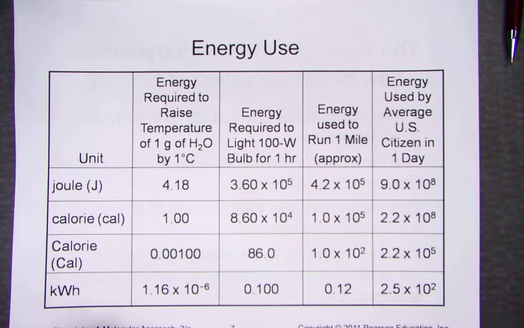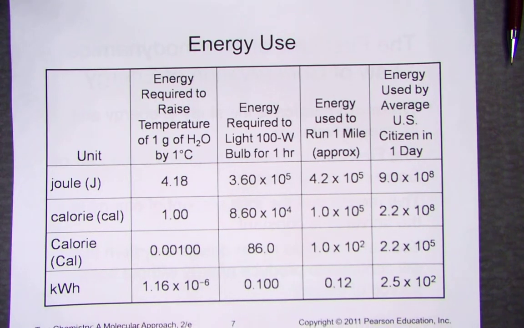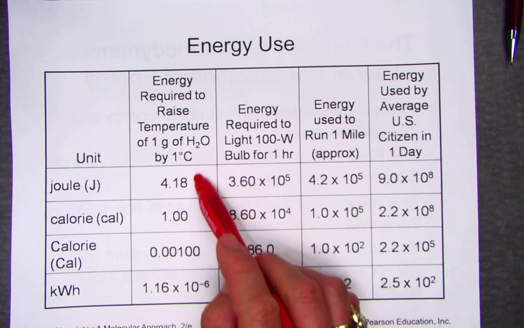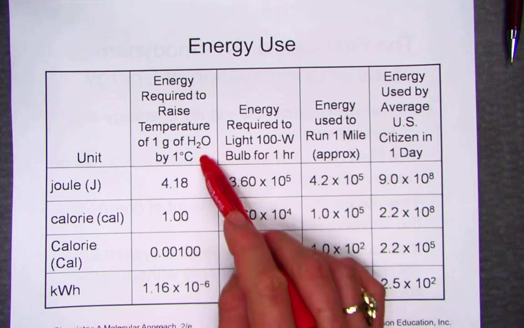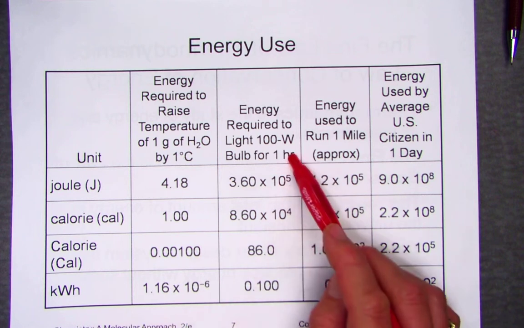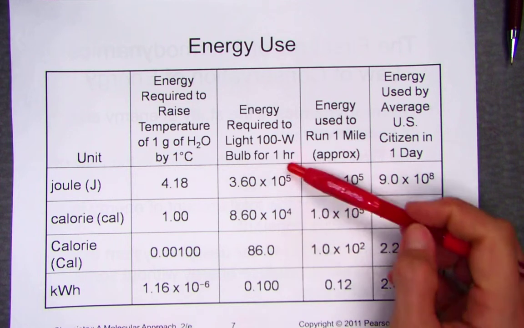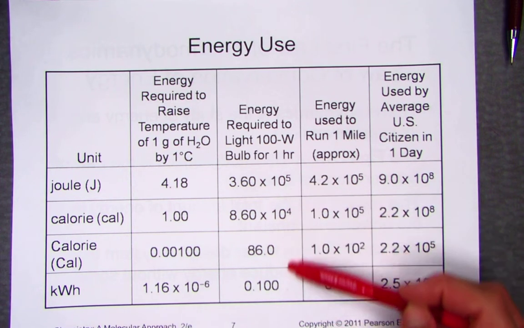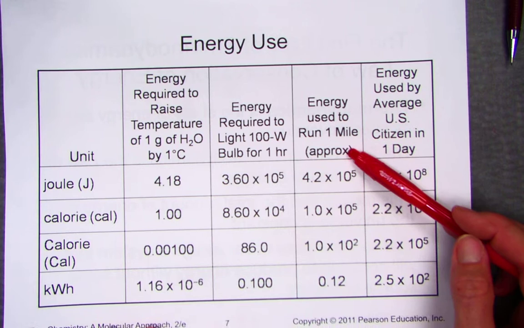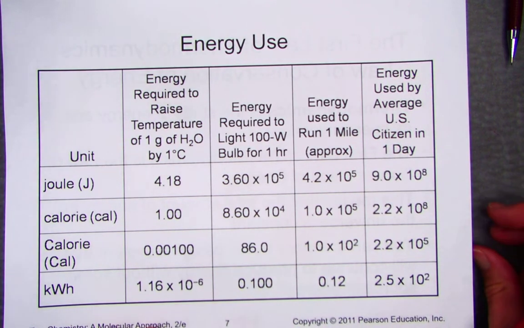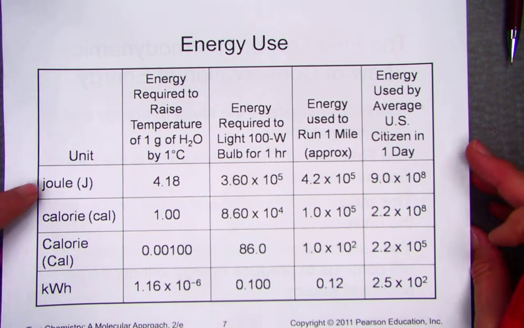This is a slide also that gives us an average energy use. If a joule is the amount of energy needed to raise 1 gram of water 1 degree Celsius, we can see some equivalent values with the different units. The energy required for a 100-watt light bulb to run for an hour, and you see the different values for the different units. The energy used to run 1 mile, again that's approximate, and the energy used by an average citizen in America. You can see the energy coming to us in the different units. This is a nice to know slide.